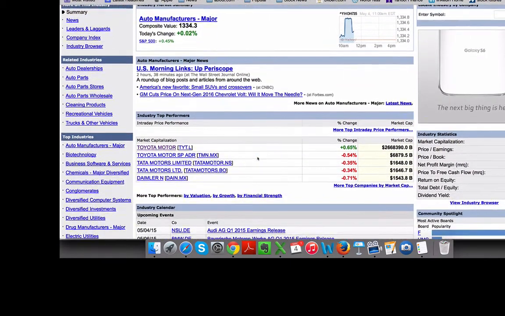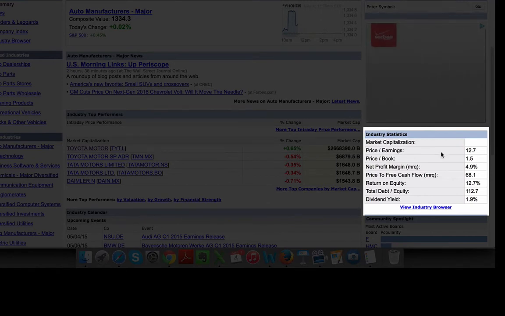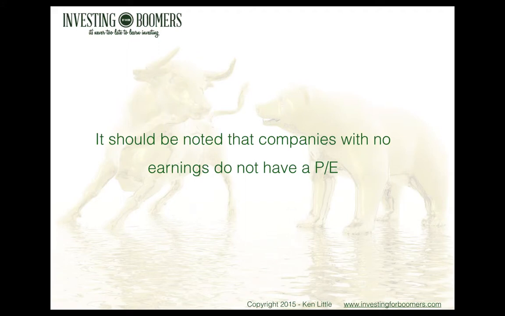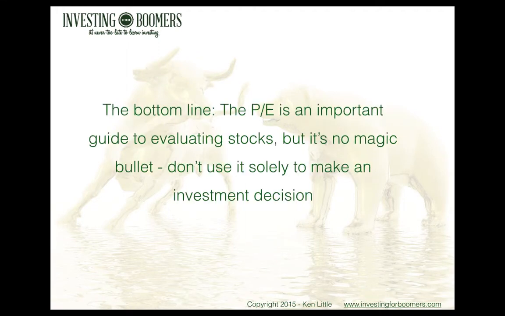If you look over here on the far right, you will see that the price earnings for this industry is 12.7. And if you remember, our price earnings ratio for GM was 21.59. This tells us that the market has high hopes for increased earnings from General Motors. This is how you use the price earning ratio to compare a single stock with an industry group of peers. It should be noted that companies with no earnings do not have a PE. The bottom line, the PE is an important guide to evaluating stocks, but it is no magic bullet.